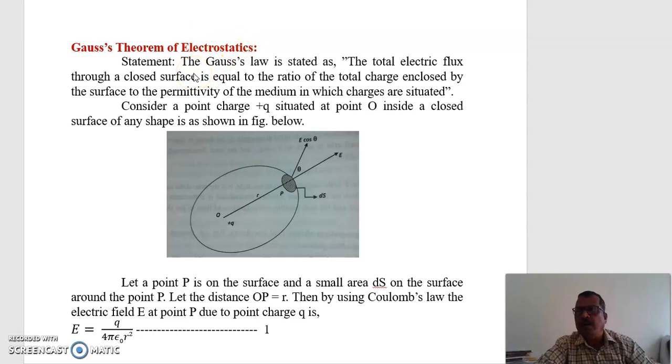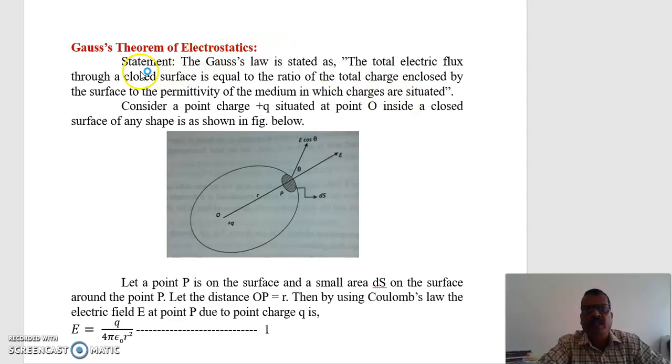Statement: the Gauss law, Gauss theorem of electrostatics can be stated as the total electric flux through a closed surface is equal to the ratio of the charge enclosed by that surface to the permittivity of the medium in which charges are situated.